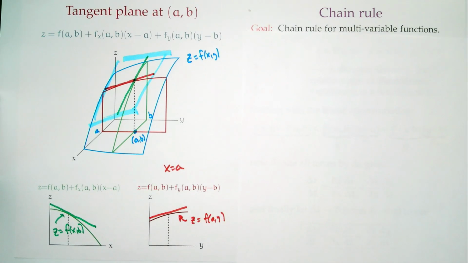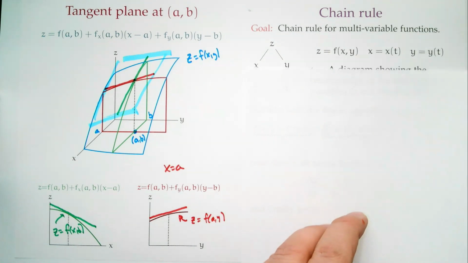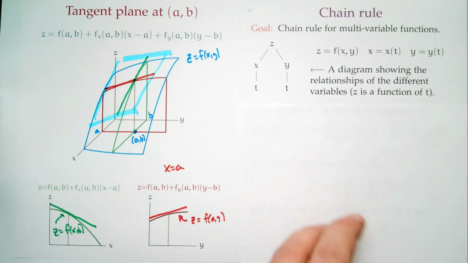Now, what's our goal? We want to do the chain rule for multivariable functions. The chain rule is a really nice idea of having a function inside of a function. And we got a lot of use out of it. So what's going to happen for us? Well, let's talk about an example just to sort of get us going.